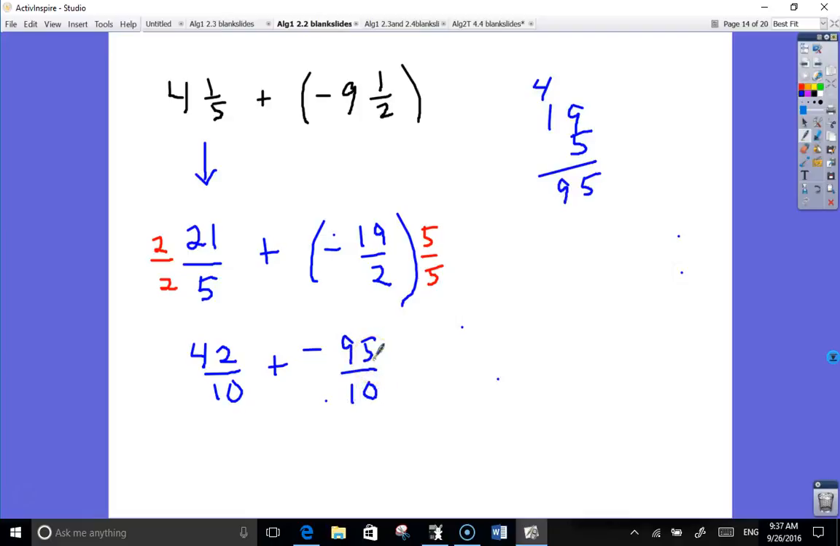Okay, now which has got the bigger absolute value? The negative 95 over 10 is the bigger. So the sum is going to be what sign? Negative. So we should do 95 minus 42. What is 95 minus 42? 53. So this is negative 53 over 10. So there are problems where you've got to find the common denominator in the homework.